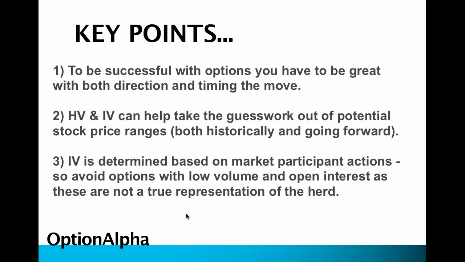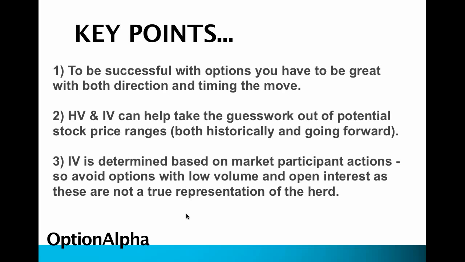So some key points to remember about historical versus implied volatility. To be successful with options, you have to be great with both direction and timing of the move. And that's just the true essence of trading in general. We really have to be good at taking advantage of direction and timing with option trading. Now, historical and implied volatility can help take the guesswork out of potential stock ranges because this gives you a point of reference going forward. So if historical volatility is low but implied volatility is high, then possibly the market is expecting a huge move soon, but it could calm down later on, and vice versa.